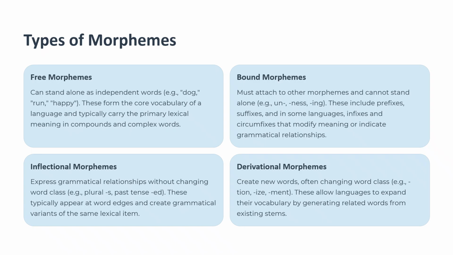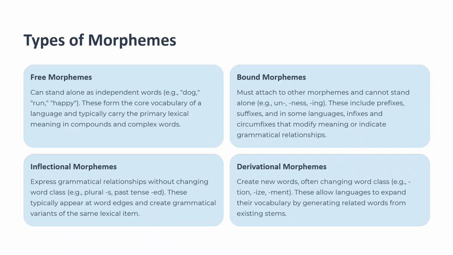Bound morphemes must attach to other morphemes and cannot stand alone, for example, un, ness, or ing. These include prefixes, suffixes, and in some languages, infixes and circumfixes that modify meaning or indicate grammatical relationships.